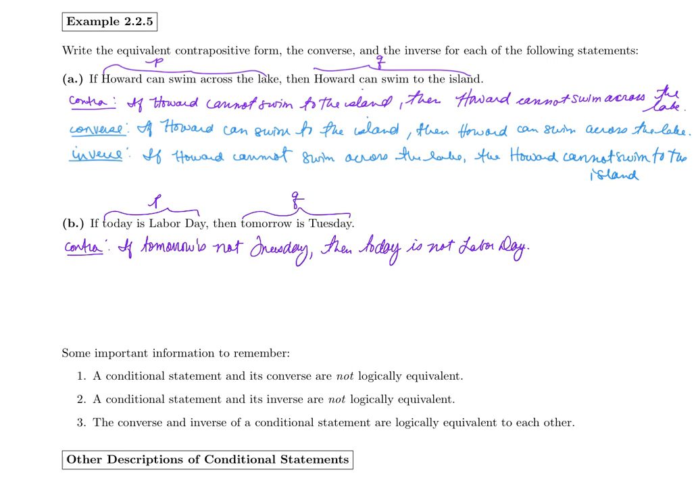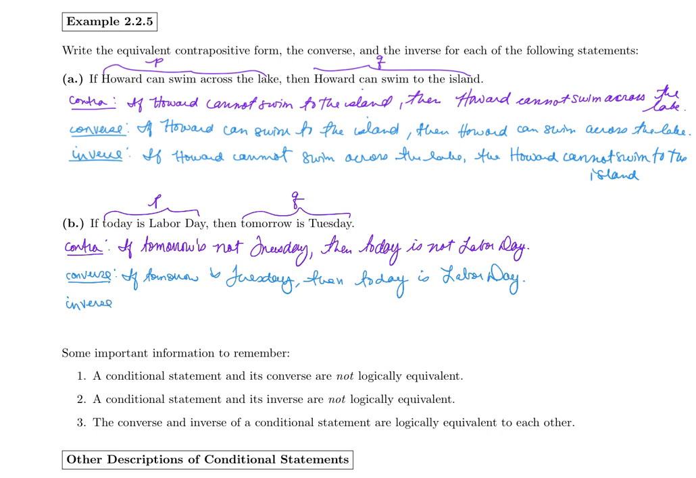But what happens if we start looking at our converse and our inverse? Our converse says, okay, just switch the P and Q. If tomorrow is Tuesday, then today is Labor Day. That doesn't make sense because there are 51 other Mondays that aren't Labor Day. We don't have only one Tuesday in the year, so this doesn't work. We can see that this is not logically equivalent to our conditional or our contrapositive.